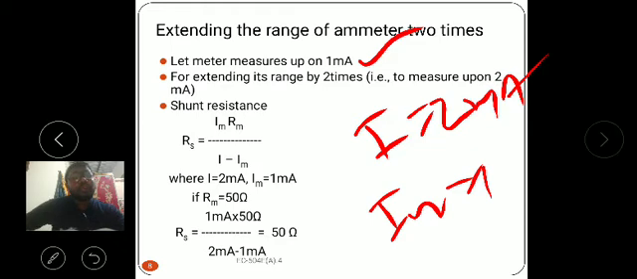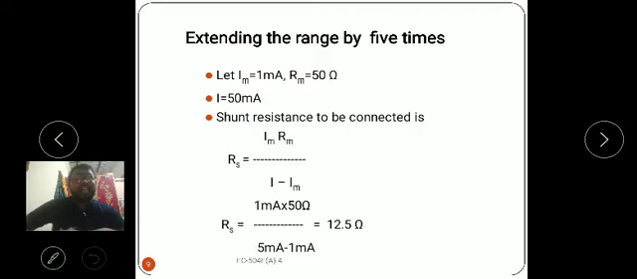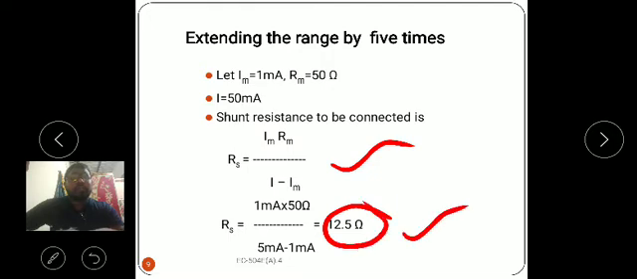Let me take one more example, extending the range by 5 times. Let IM be equal to 1 milliamp, RM equal to 50 ohms, and I equal to 5 milliamps. Then the shunt resistance to be connected is RS equal to IM into RM divided by I minus IM. Substituting the values, the shunt resistor RS is equal to 12.5 ohms.